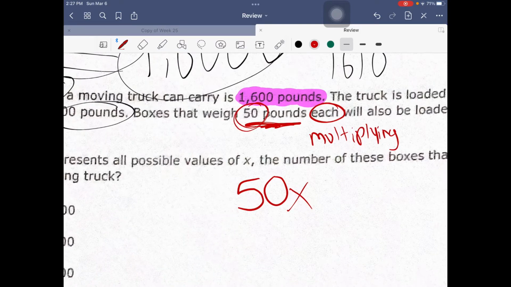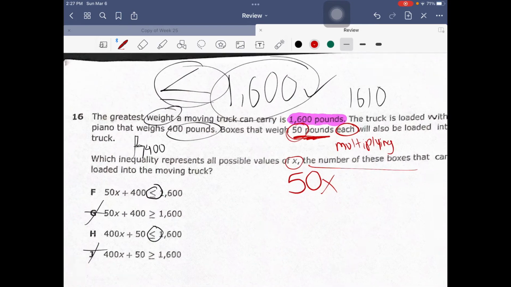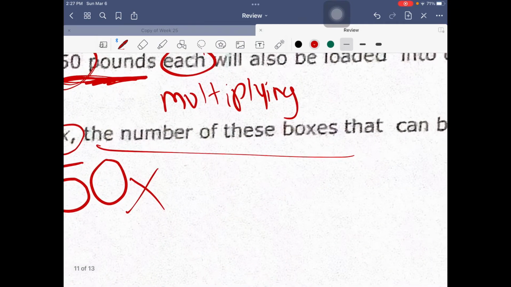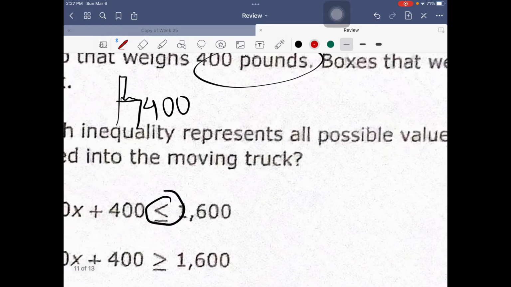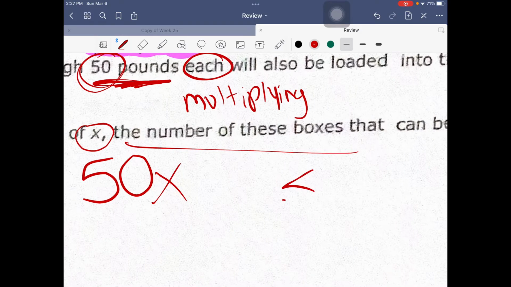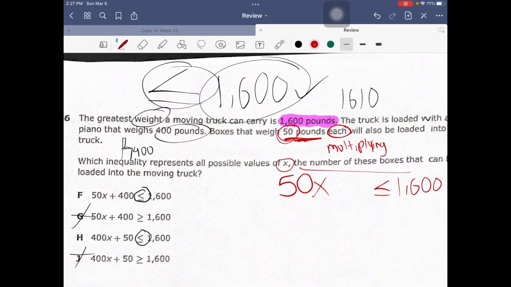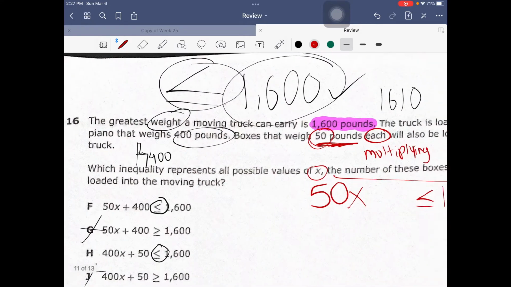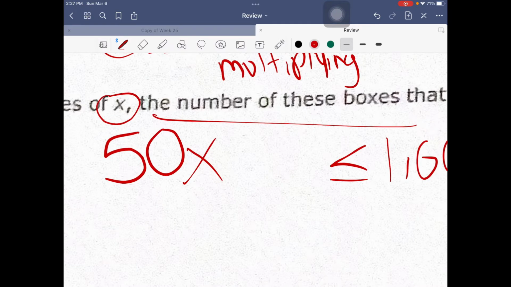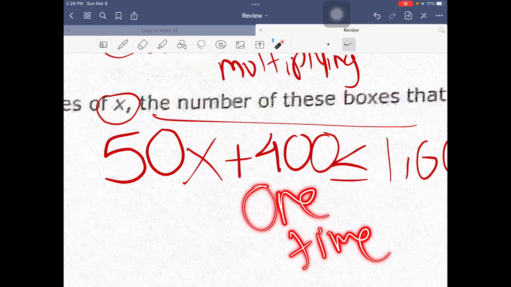So each box will represent x, the number of these boxes. Which inequality represents all possible values of x, the number of these boxes that can be loaded into the moving truck? 50x less than 1,600. Now, there's something else that we're going to include. The 400 pounds. The truck is loaded with a piano that weighs 400 pounds. So if it's included, that means we're going to add 400 just one time. Una vez. And this is your one-time fee.